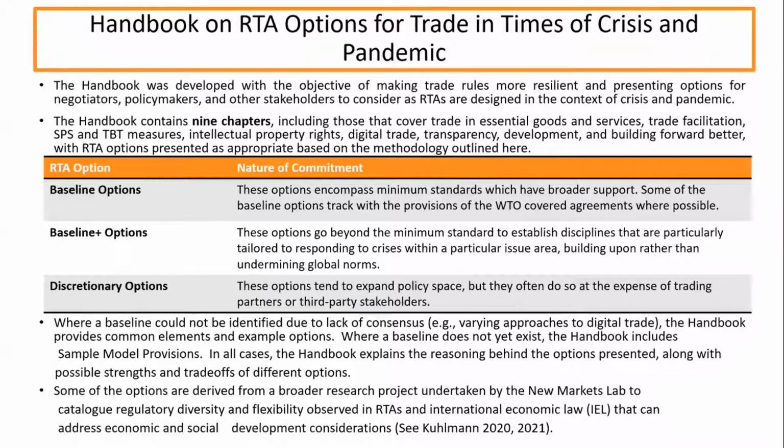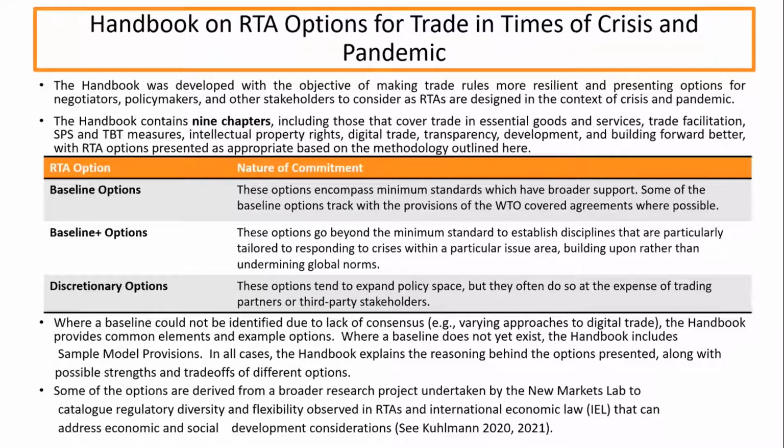There are two other types of options that we identified in the handbook. In some cases where we could not identify a baseline option due to lack of a consensus, for example, the varying approaches to digital trade, the handbook provides common elements and example options. In other cases where a baseline option doesn't exist, perhaps because this is an area that has not yet been covered in an RTA, the handbook includes sample model provisions. These are mainly provisions that are tailored in particular to crisis and pandemic.